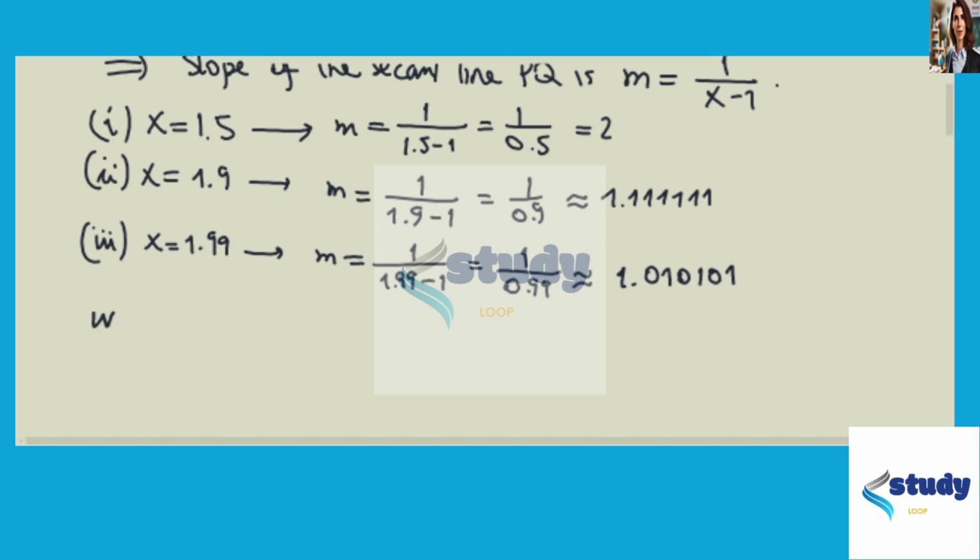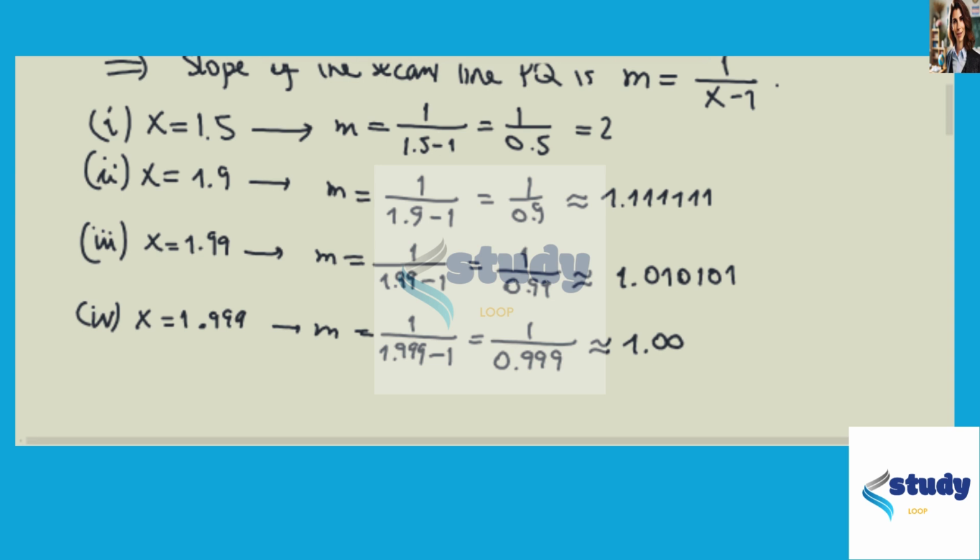Then in part 4, x is 1.999, and then we get m equal 1 over 1.999 minus 1, which is 1 over 0.999, and that's approximately equal to 1.001001.